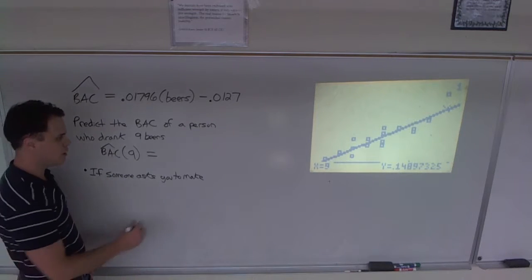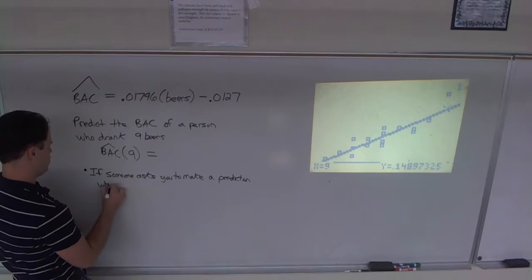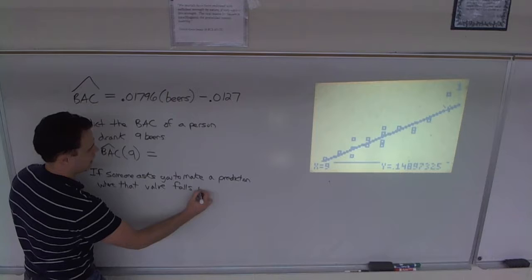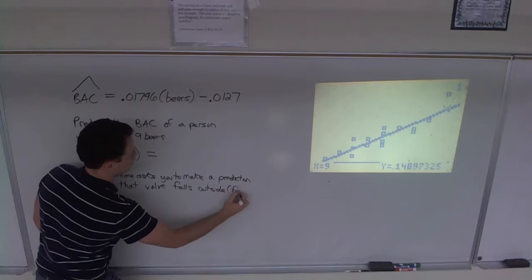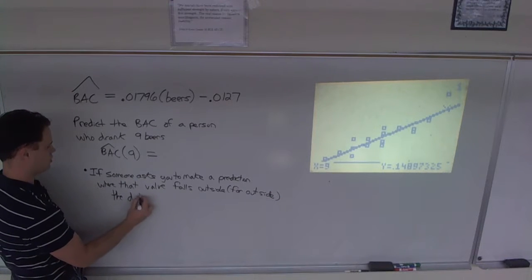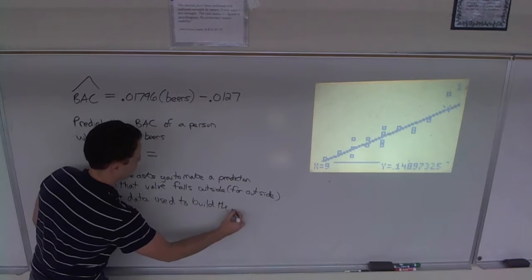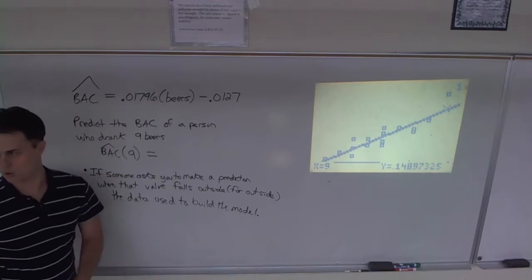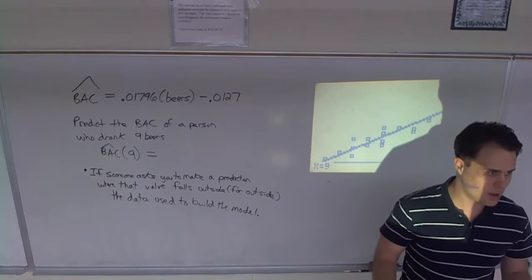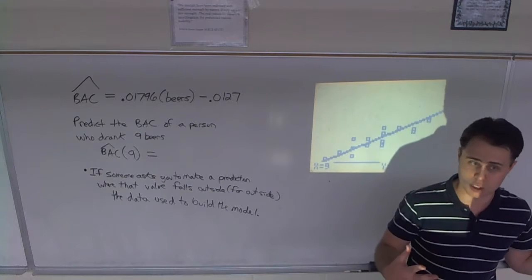But if someone ever asks you to make a prediction where that value falls outside, especially far outside, the data used to build the model, just say no. But on the statistics test, you wouldn't want to just say no. You'd want to say, hey, this is an extrapolation, and then you want to say why it's an extrapolation, because I don't know what happens after this point. Things might change in the situation.